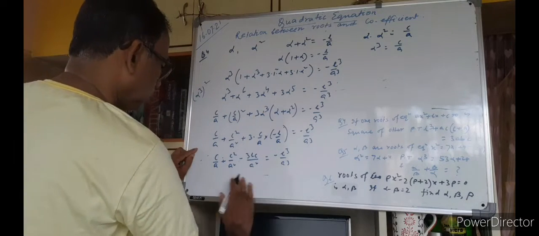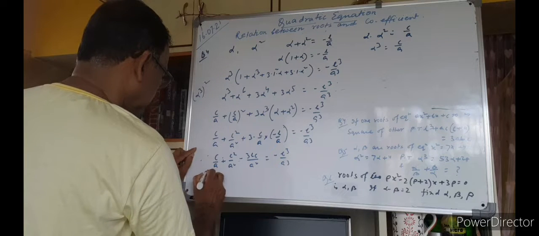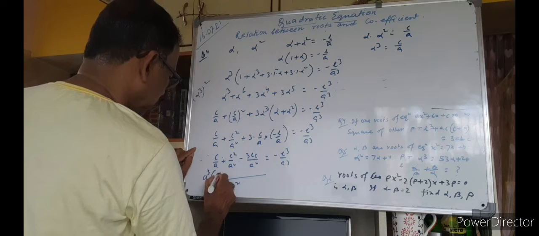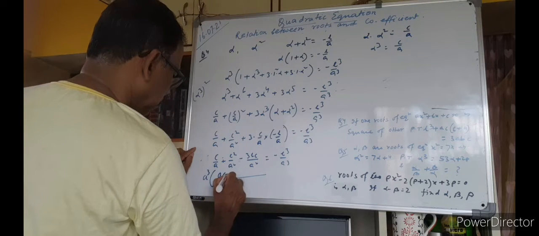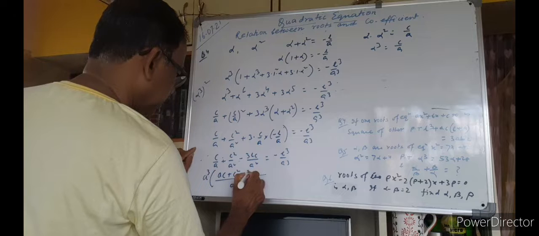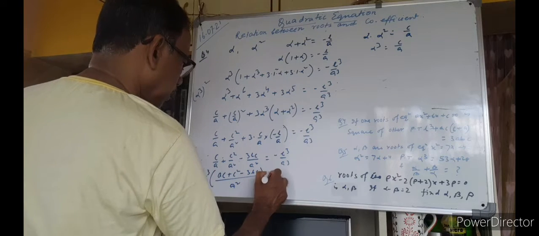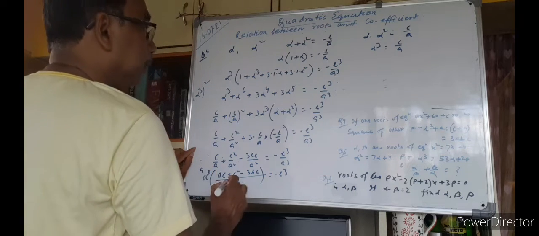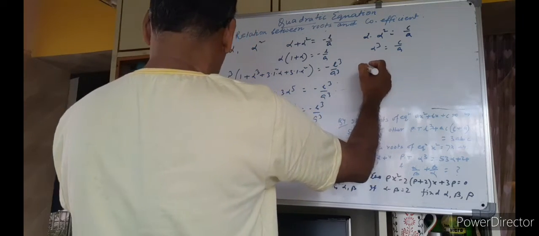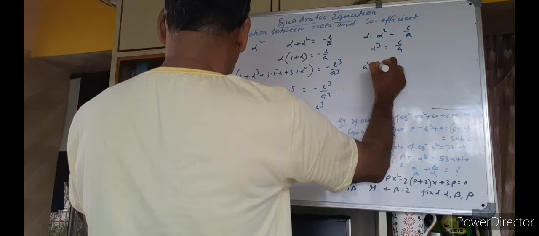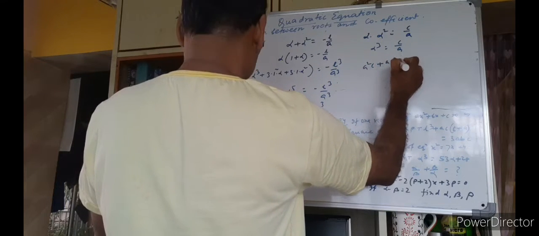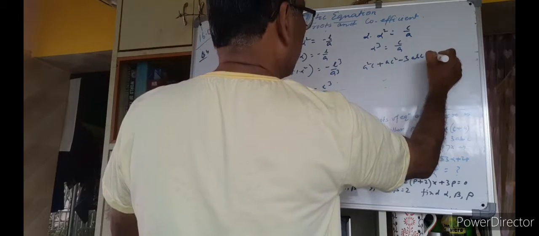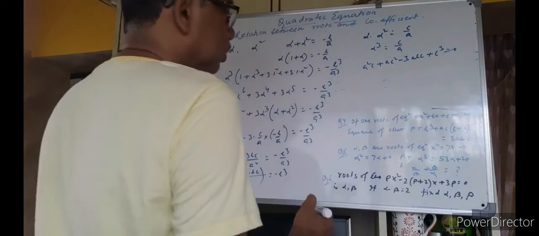Alpha q, that is a q. Here is the LCM: a square c plus ac square minus 3abc equals minus bq. A is cancelled. That is, we can write here a square c plus ac square minus 3abc plus bq equals 0.